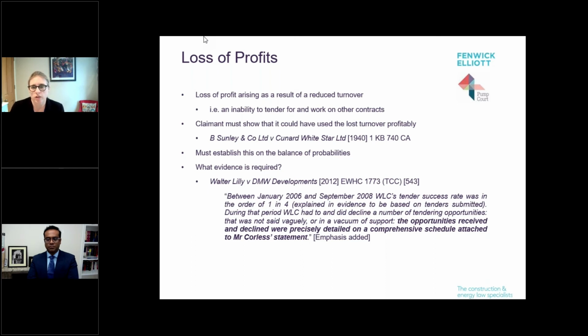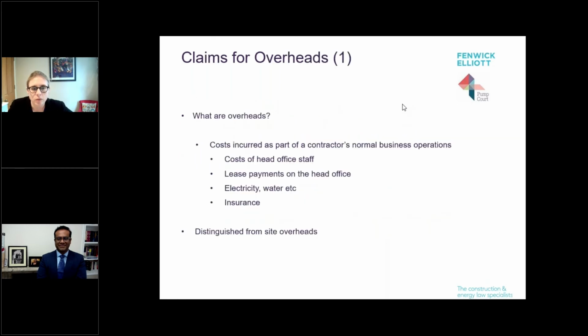So what sort of evidence is required for that? Well, the Water Lily case again is quite helpful on this. And I've just put a quote below. They gave evidence as to their historical tender success rate, and then scheduled all the ones they had to decline in a witness statement in a lot of detail with the evidence attached. So if you're going to go for loss of profit, that's the sort of thing you need to think about. And I should flag that we're going to talk about formulas for calculating that, if you really need that, later on.